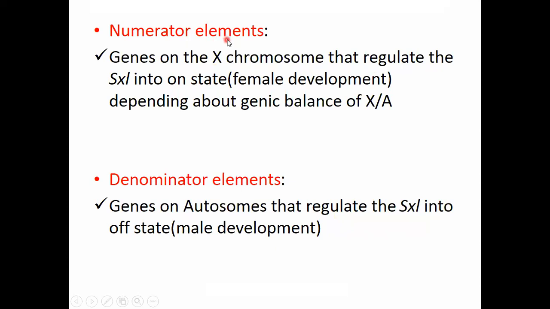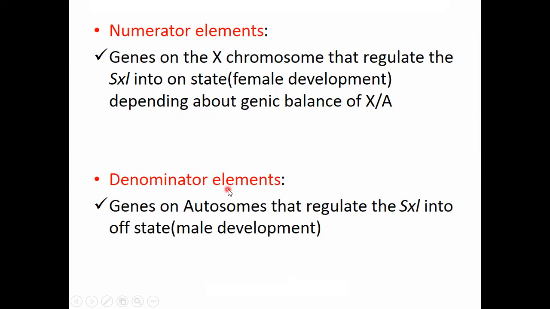Numerator elements में वो जीन आते हैं जो X chromosome पे present हैं और वो sex lethal को regulate करते हैं और उसको basically activated form में रखते हैं. और अगर sex lethal gene on state में है, active है, तो it will participate in the development of female and it basically depends upon genic balance of X and autosomes.